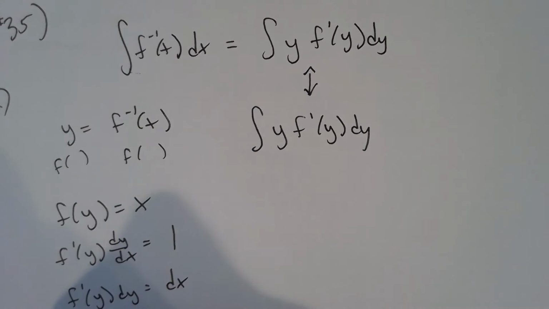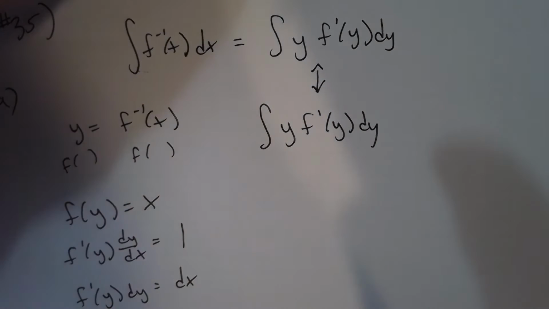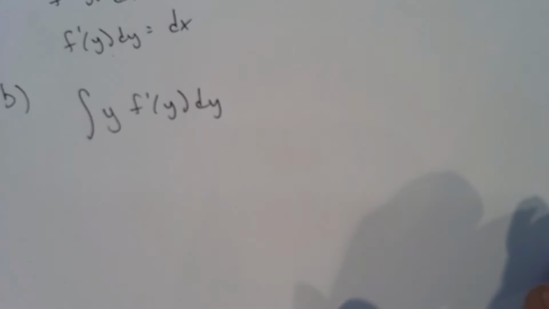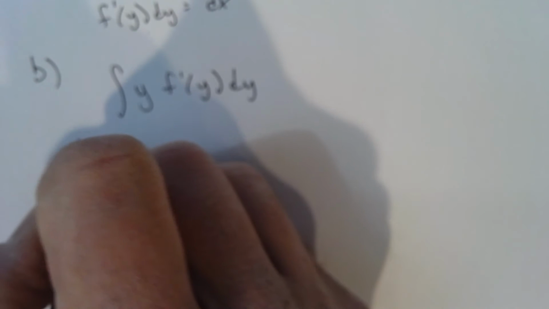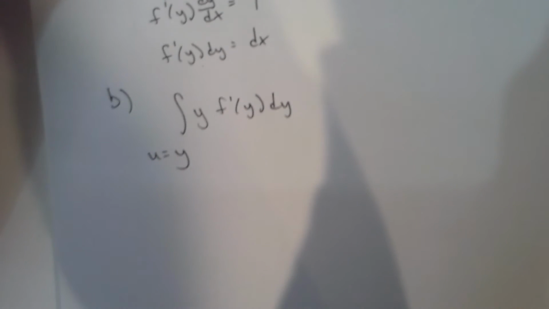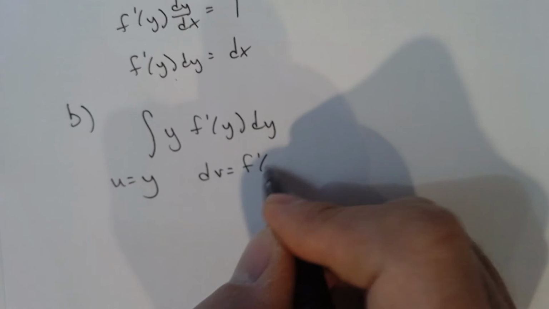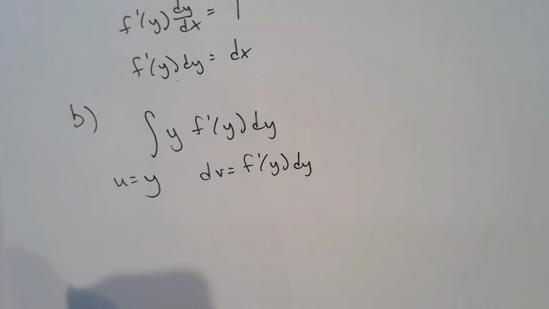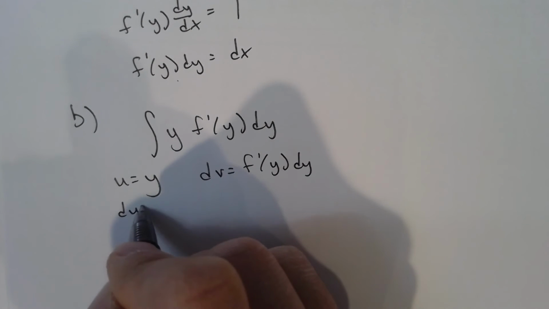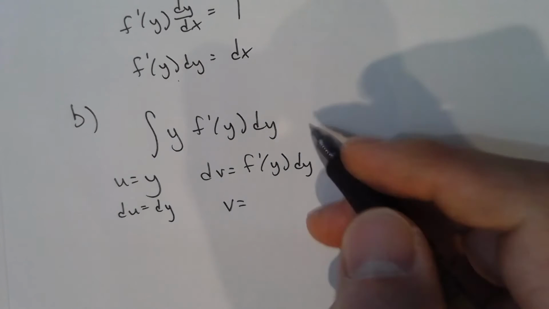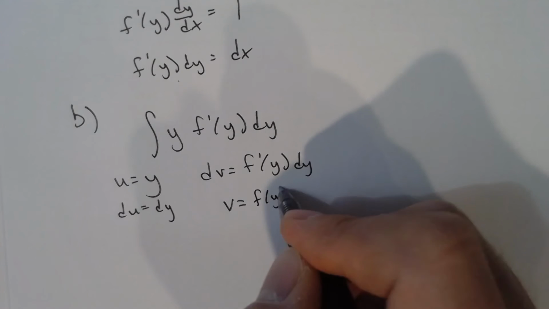So that's part B. We're integrating y f prime of y dy. So I'll choose my u to be y, and my dv to be f prime of y dy. Derivative, integral of f prime y is just f of y.